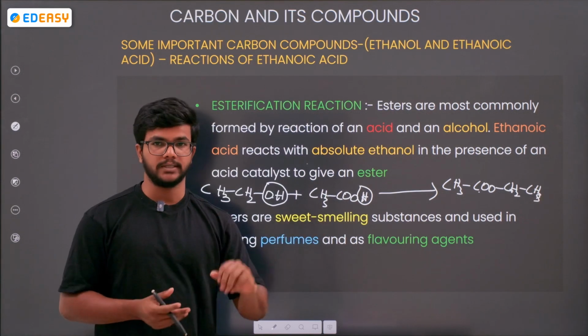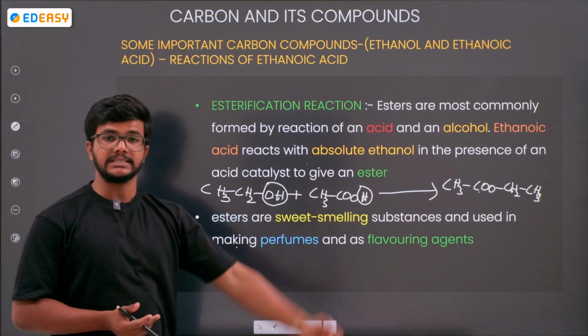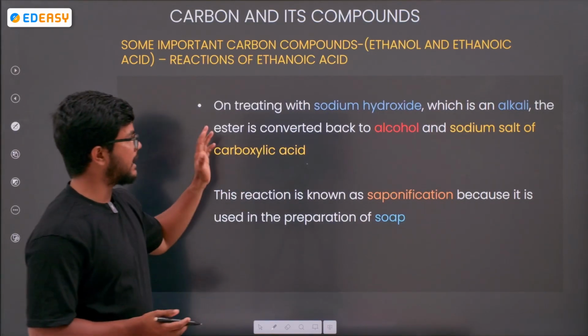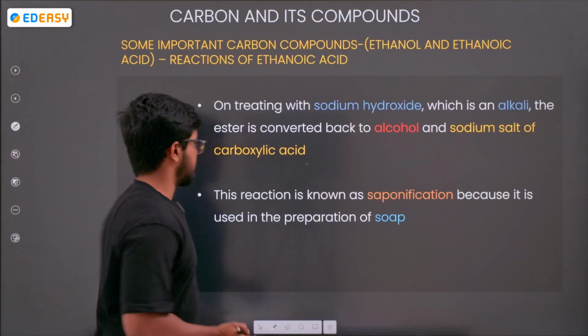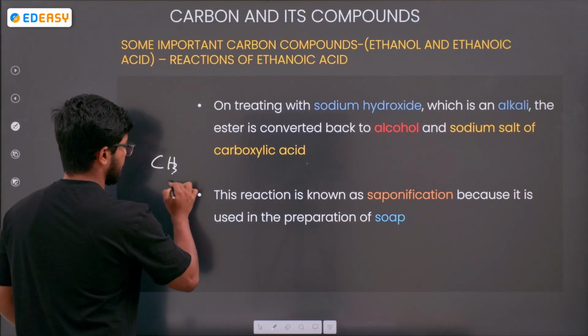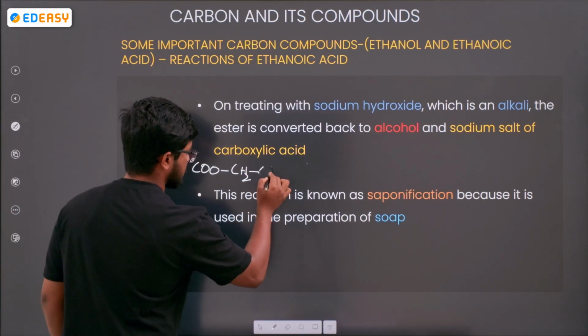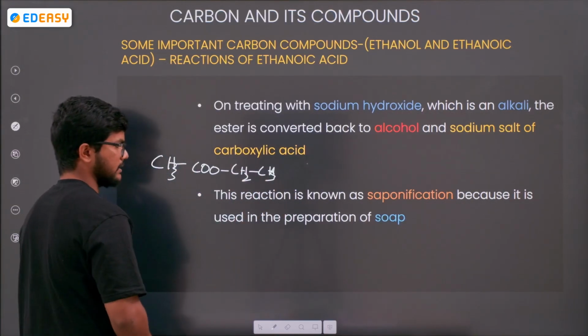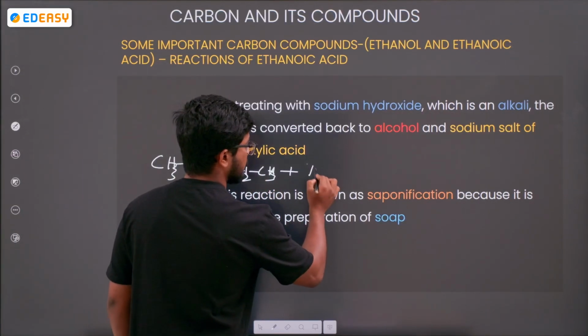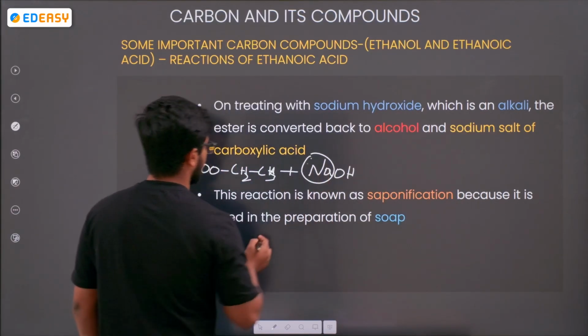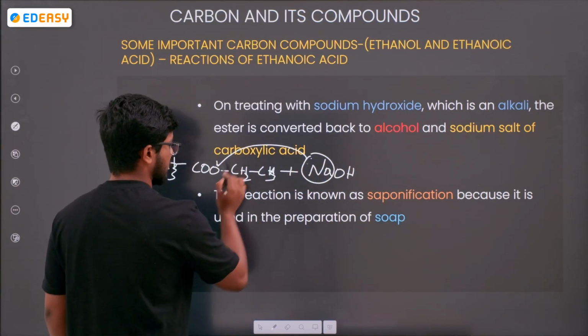Okay, so these esters again on reaction with a base, on treating the ester CH3COOCH2CH3 with a base such as sodium hydroxide, sodium goes and attacks the carboxylic acid.